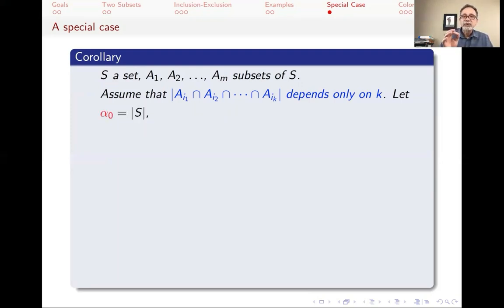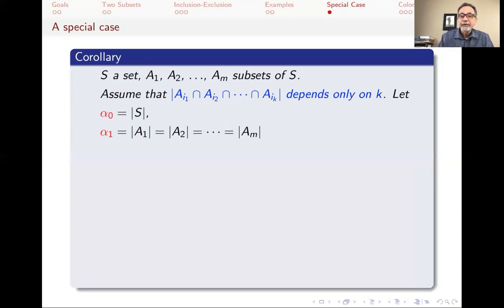In this case, we're going to define these new parameters. Alpha naught is going to be the size of S. Alpha 1 is going to be the size of A1, the size of A2, and the size of AM. We have assumed that these are all the same size. We're also assuming that all pairs of intersections have the same size, all triple intersections have the same size, and so forth. That doesn't happen all the time, but when it does, this is a good thing.